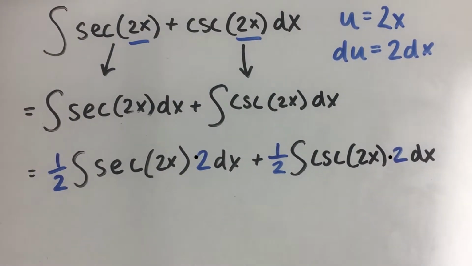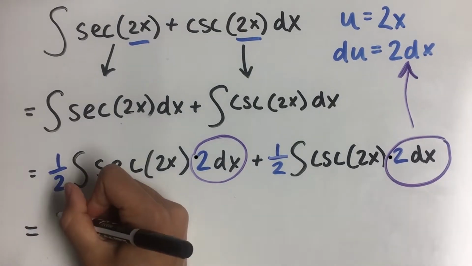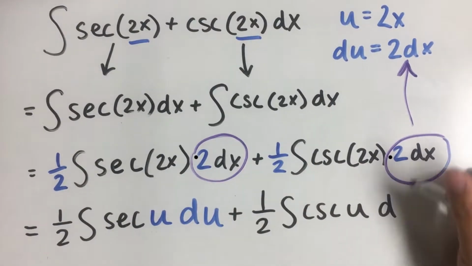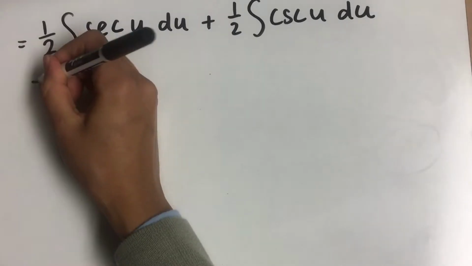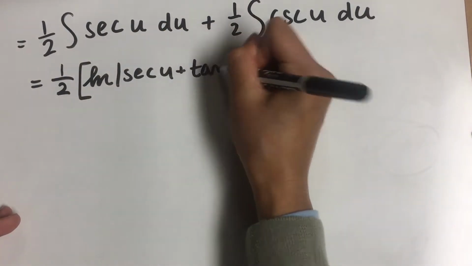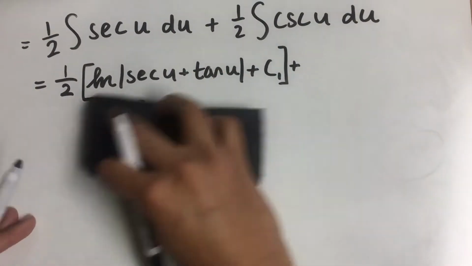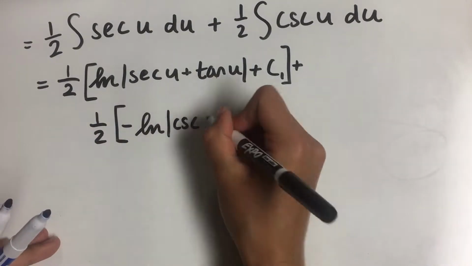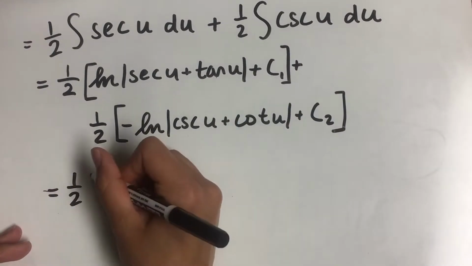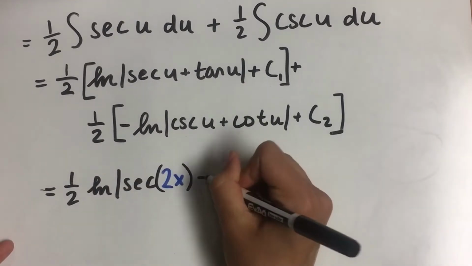1/2 times 2 is equal to 1, so we're allowed to multiply the function by this because we're not changing it. You will then get 1/2 the integration of secant u du plus 1/2 the integration of cosecant u du. Integrate the functions using the trig identity formula. This will then get you 1/2 times ln the absolute value of secant u plus tangent u plus c1, plus 1/2 times negative ln the absolute value of cosecant u plus cotangent u plus c2. Don't forget to multiply each one by the constant 1/2. Then replace the u's in the function with what we set u equal to, which is 2x.